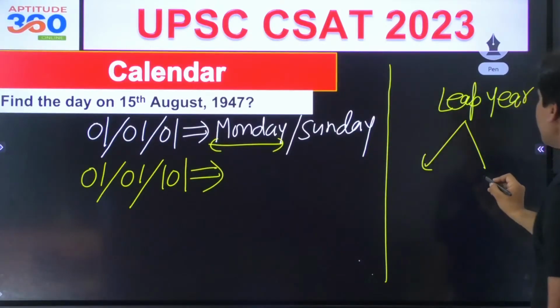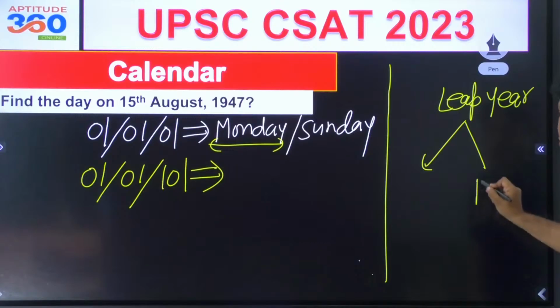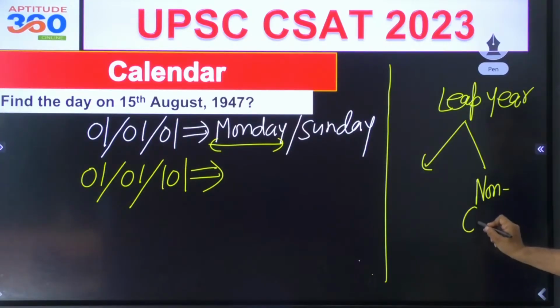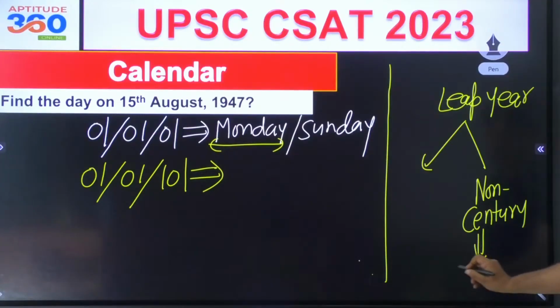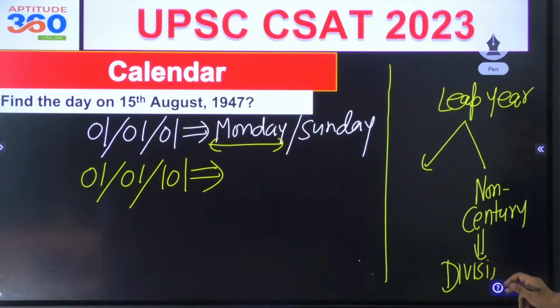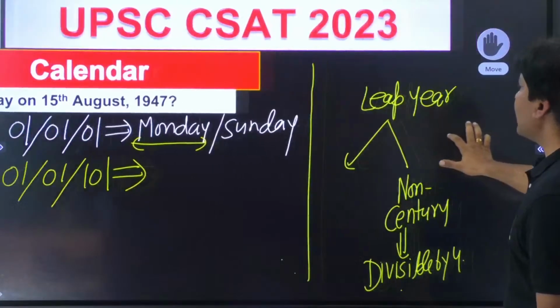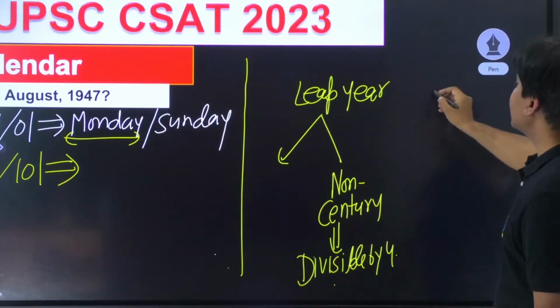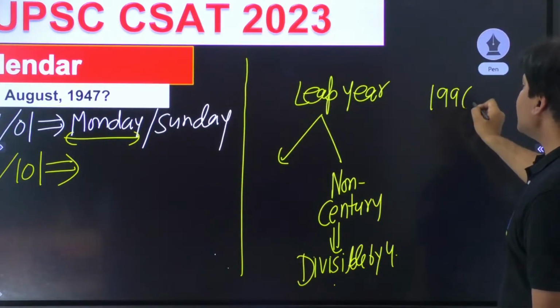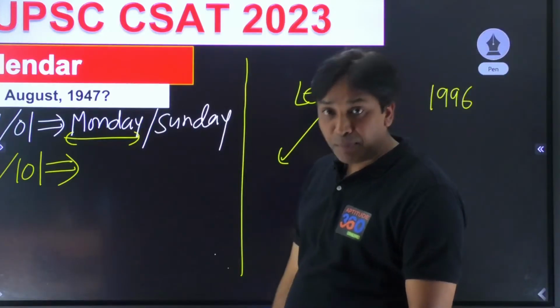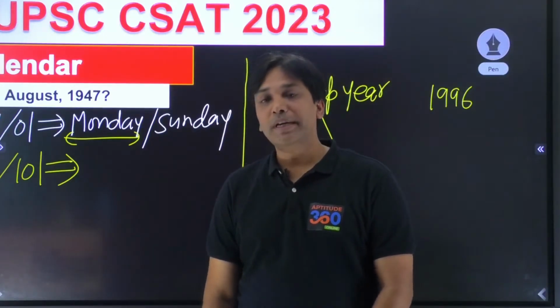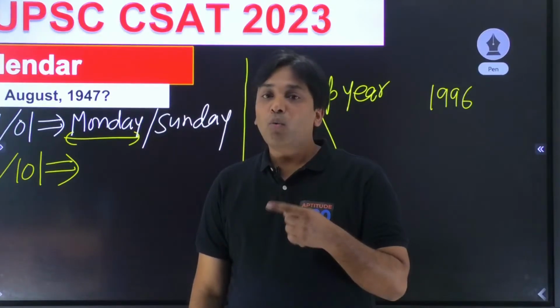Yesterday we discussed if it is a non-century year, then it has to be divisible by 4. So if I say I have got 1996, is 1996 a leap year? Yes, it is a leap year, right? Why is it a leap year?